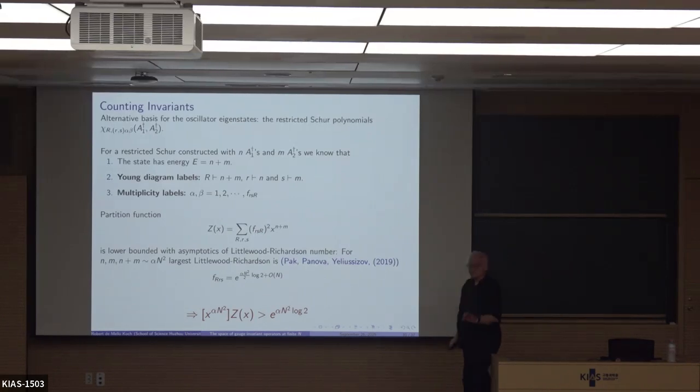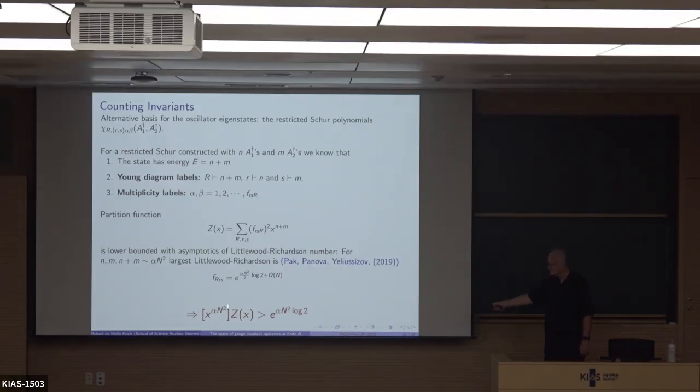The reason why I'm introducing that is that in 2019, mathematicians worked out what is the biggest Littlewood-Richardson coefficient. And if we take n, m, and n plus m to be some order 1 number times n squared, and we take n to be very large, the biggest Littlewood-Richardson number is e to the alpha n squared over 2 log 2. Taking this biggest Littlewood-Richardson number, plugging it into the partition function, so estimating the partition function by just this biggest term, we can lower bound the coefficient of x to the alpha n squared inside the partition function by e to the alpha n squared log 2.